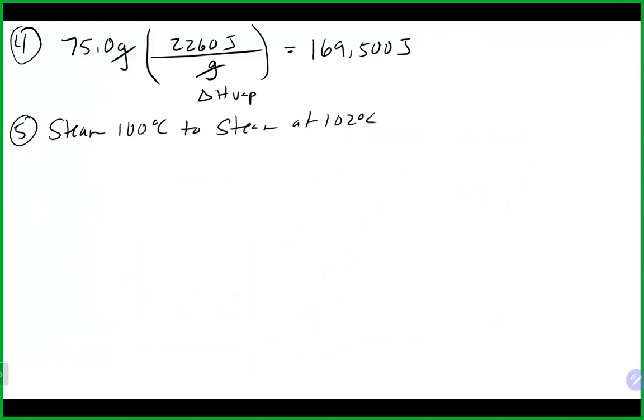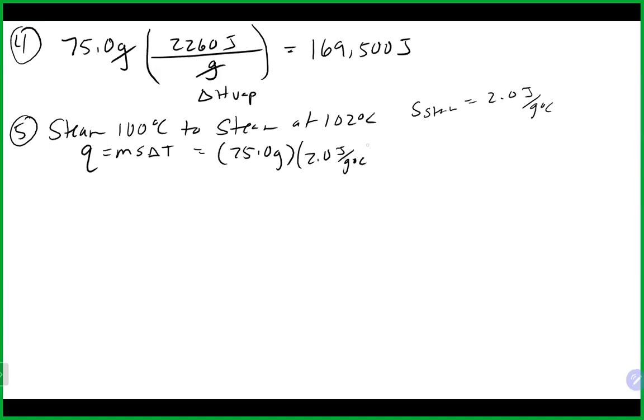Once again, here we're staying in the same state, but the temperature is changing. So that is going to be our specific heat equation that we want to use. And again, we have our 75 grams. We want to make sure that we use the specific heat capacity for steam and not liquid water here. So it's somewhere around 2, we'll just go with 2 joules per gram per degree Celsius.